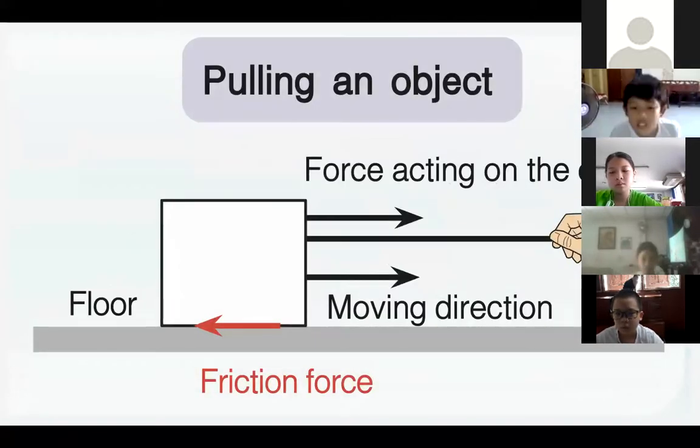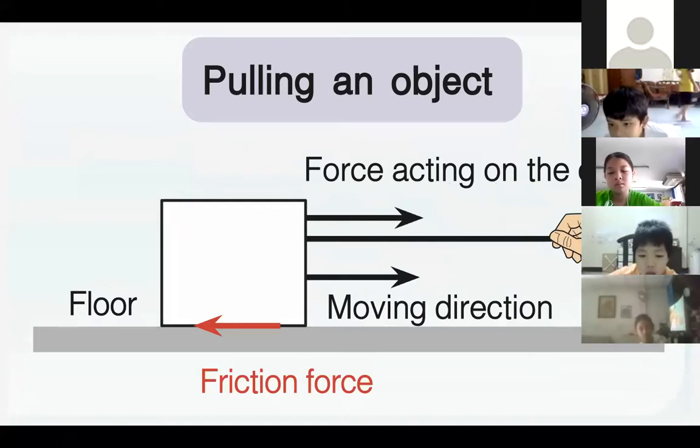Pulling an object. When you pull an object to your side, the moving direction is towards you. So the box comes towards you. Now what's stopping the box from coming towards you is the friction force under it. So when you pull the box towards you, the frictional force of the box is going away from you. That's the friction force.